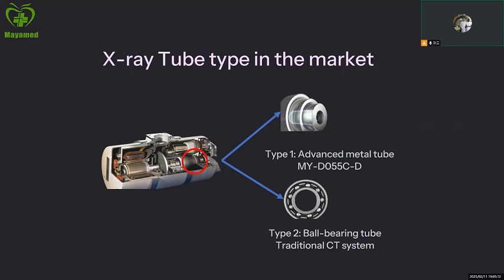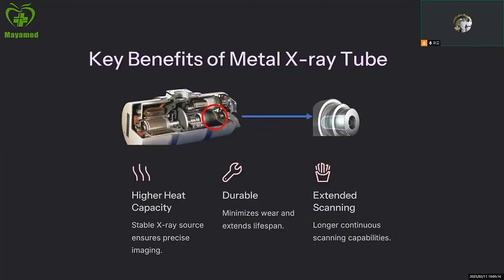So let's see the key features. What is the advantage of this tube? Firstly, this tube has a higher heat capacity, which provides a stable X-ray source and ensures precise images. The second is that this tube is durable, minimizes wear and also extends the lifespan. Also, this tube has an extended scanning range. It can produce longer continuous scanning capacity, so that we can very easily finish the whole body scanning in the CT's whole body scan.